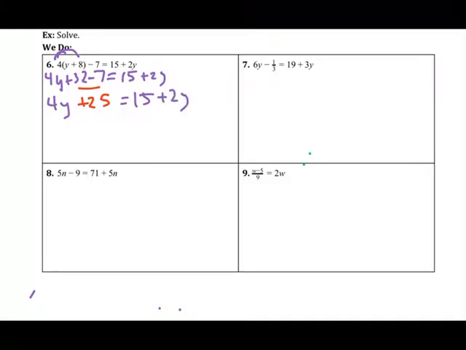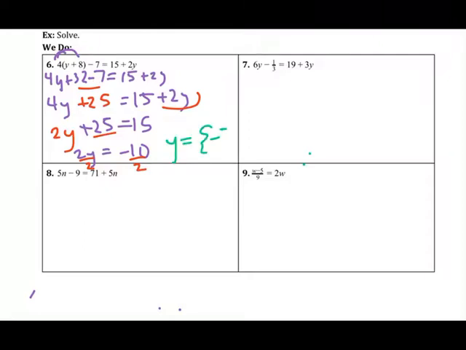Now I want all my y's to be on the left, so I'm gonna get rid of this 2y by subtracting 2y on both sides. That's gonna make my 4y become a 2y plus 25 equals 15. I'm gonna get rid of 25 by subtracting 25 on both sides. 15 minus 25, so that's gonna give me negative 10. I'm subtracting and the bigger number is being subtracted. So 2y is equal to negative 10. To get rid of the 2 in front of the y, I can divide it. So my final answer is going to be y equals negative 5.